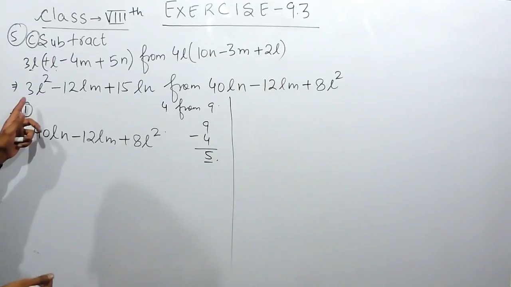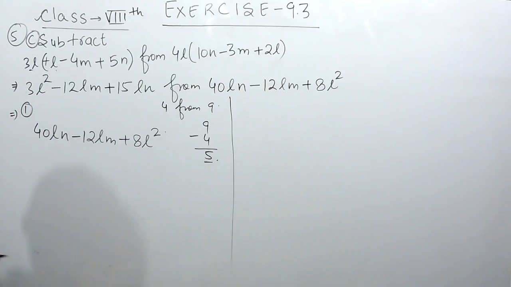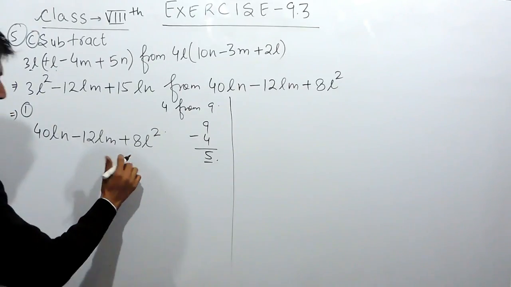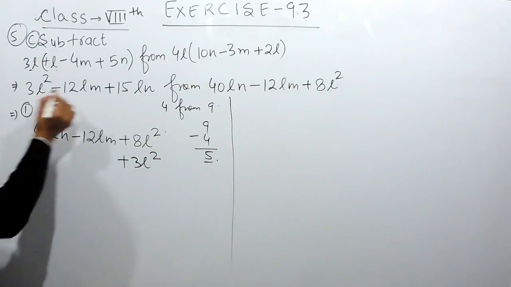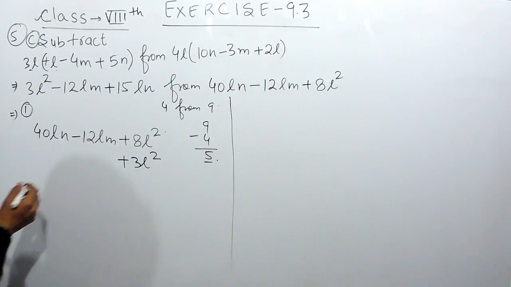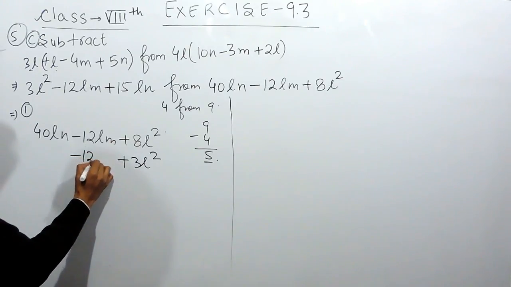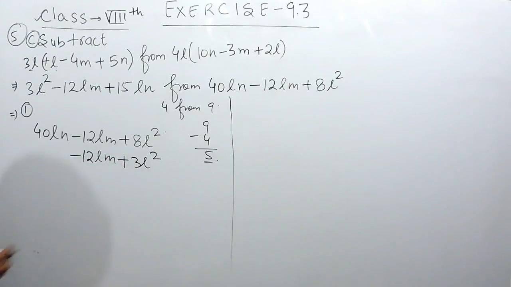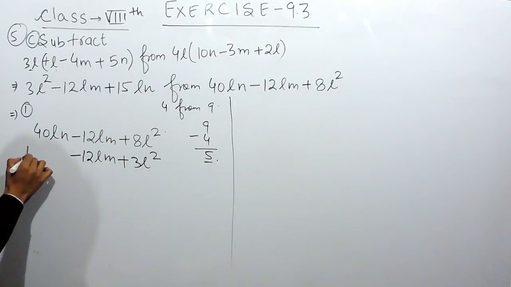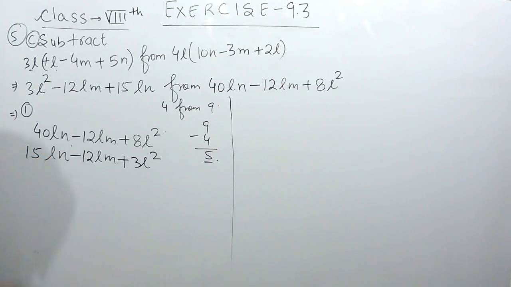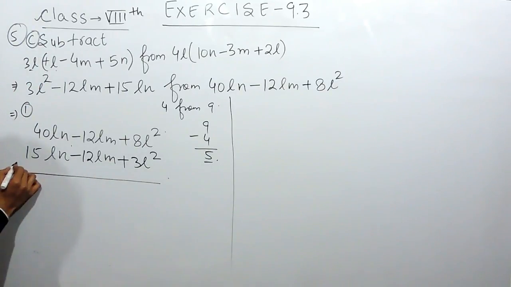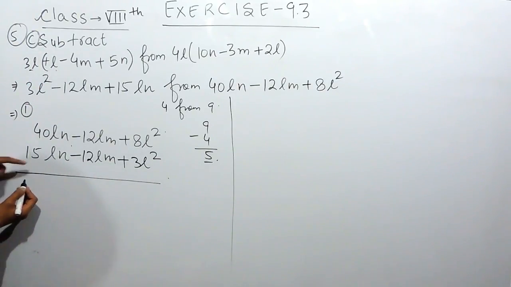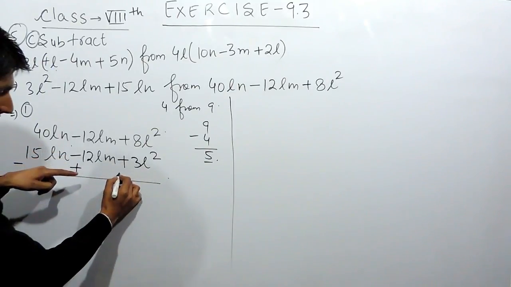Now after that we have to subtract this. It's better to write like terms below like terms. So this is 3L square, which should be written here as 3L square with positive sign, because it has a positive sign. After that this is minus 12LM, so this can be written here as minus 12LM, and at the last this plus 15LN can be written below 15LN. Now we have to subtract, so obviously we have to change the signs. This positive will become negative, this negative will become positive, and this positive will become negative.